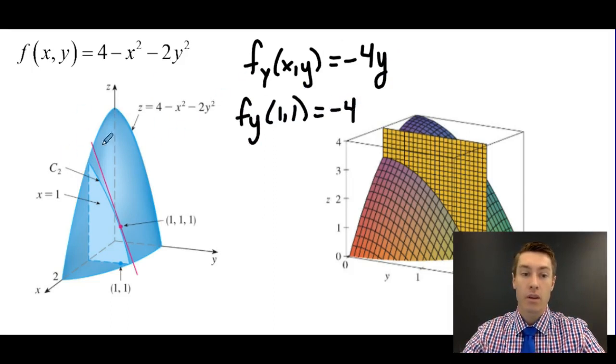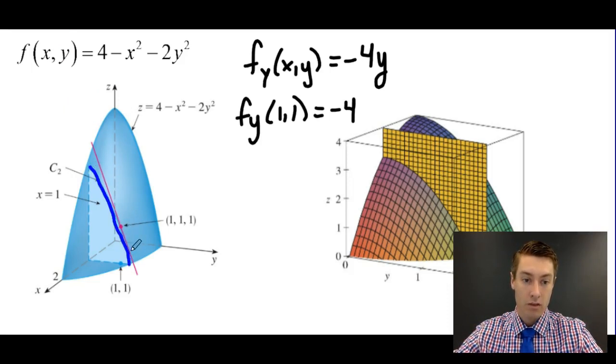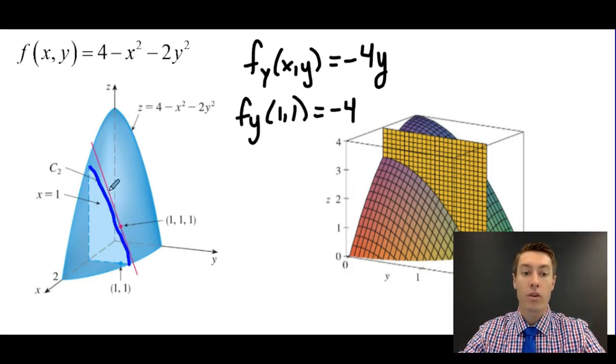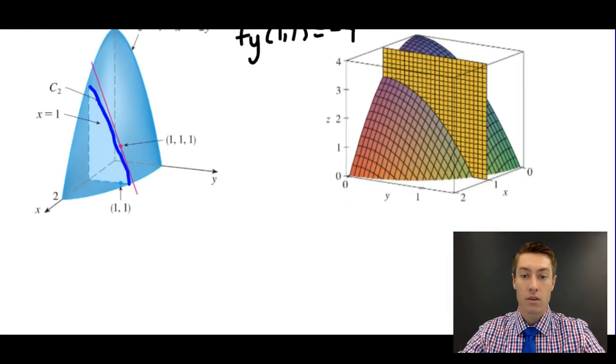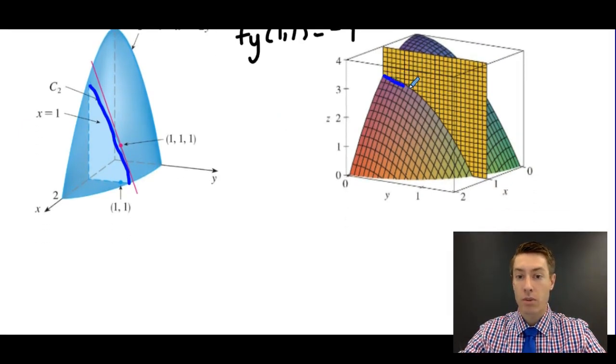So again, here's our trace in the plane x equals 1. Well, I can probably draw that a little better. Right, there's our trace. So then we're looking for the slope of the line tangent to that trace line at the point, and it does look like it has a negative slope. And again, we can really visualize it here. Here's the plane x equals 1. Right, so here's the intersection of the plane with the surface. So there's our trace line.